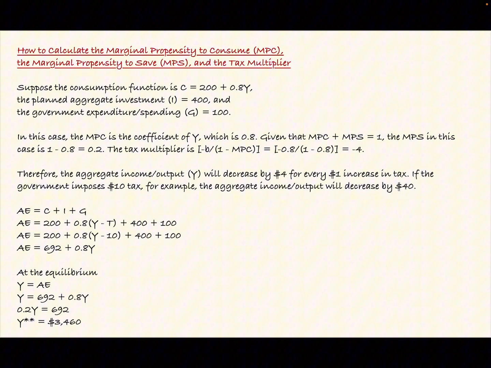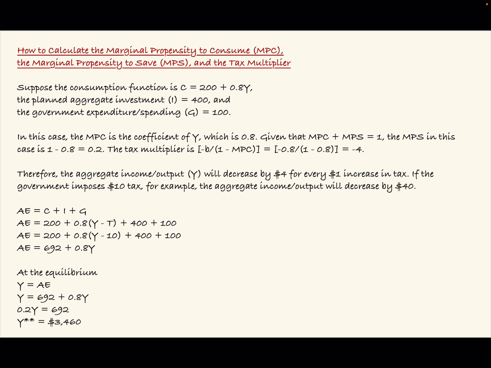In this case, the MPC is the coefficient of y, which is 0.8. Given that MPC plus MPS equals 1, the MPS in this case, or marginal propensity to save, equals 0.2. The tax multiplier is defined by minus b over 1 minus b, or negative MPC over 1 minus MPC. After plugging in our value for the MPC, which is 0.8 in this example, we have a tax multiplier of negative 4. Now what does this mean?